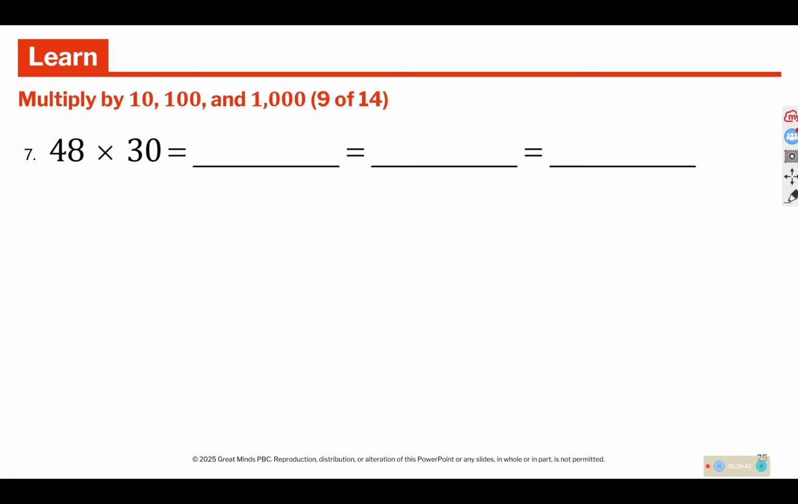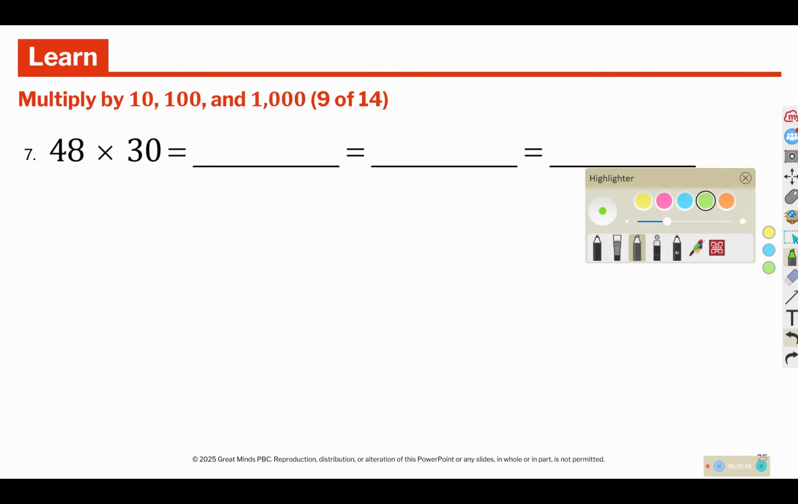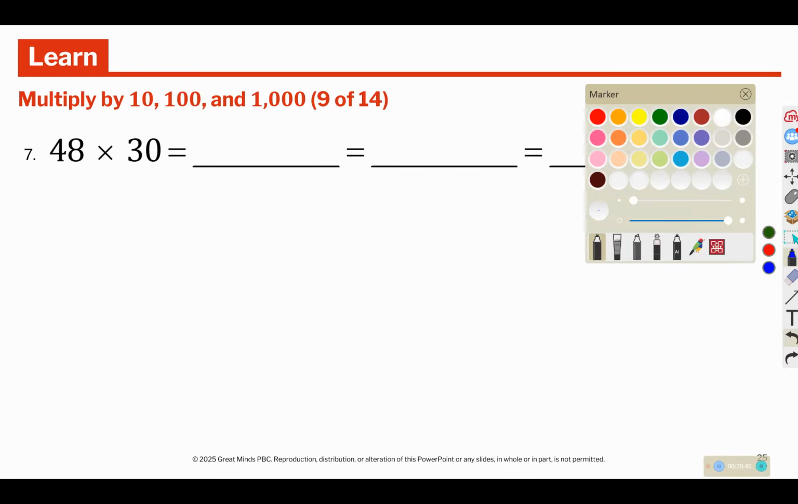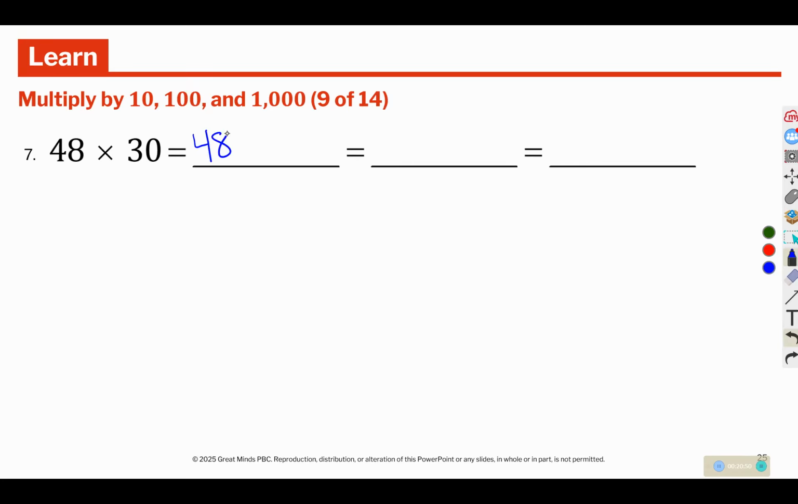This one is multiplied by 30. So we need to rewrite that using tens. We have 48. How could I rewrite 30 using tens? This is 3 times 10 gives us 30. So we can write this as 48 times 3 times 10.